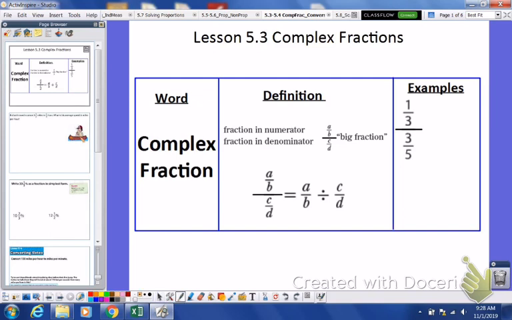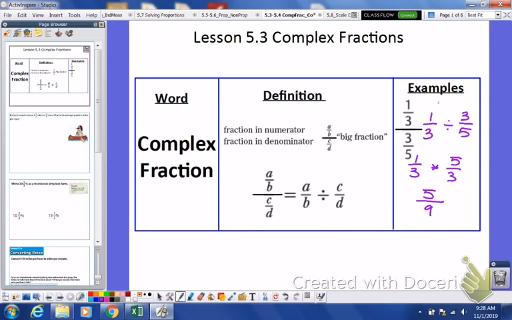Our first example here, we have 1/3 divided by 3/5. So the first thing we want to do is rewrite it. So 1/3 divided by 3/5. And if we recall from earlier lessons, when we are dividing fractions, we want to multiply by the reciprocal. So we change it to 1/3 times 5/3. I don't see anything that reduces in this one, so we're just going to multiply straight across. 1 times 5 gives us 5. 3 times 3 gives us 9. So our final answer is 5/9, which does not reduce, but always double check.